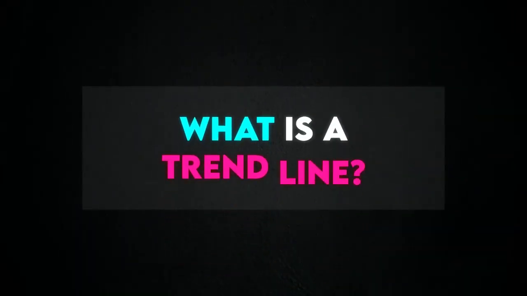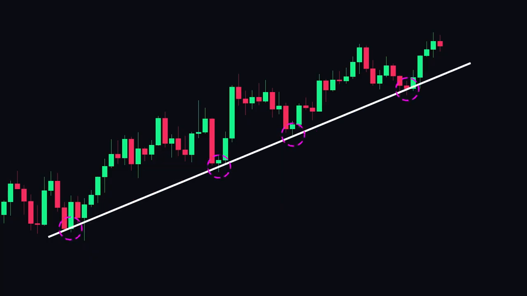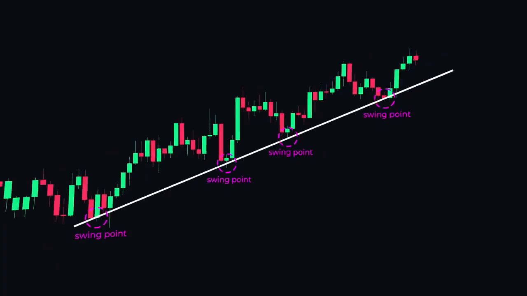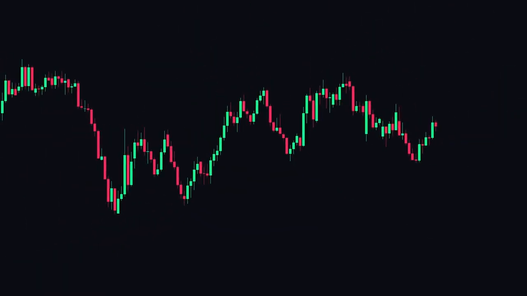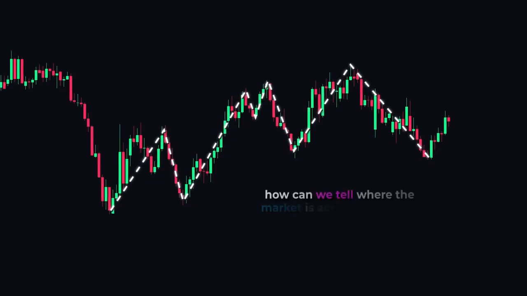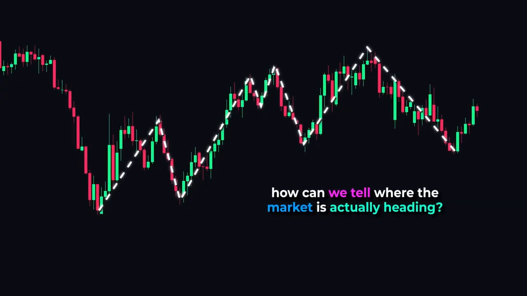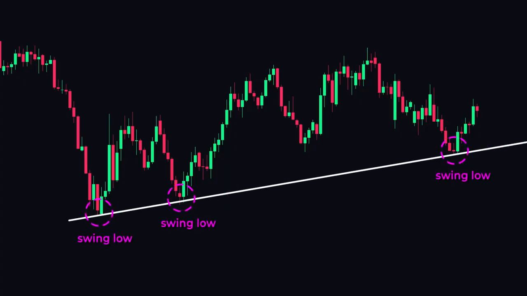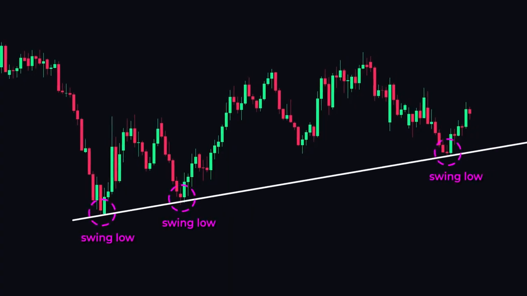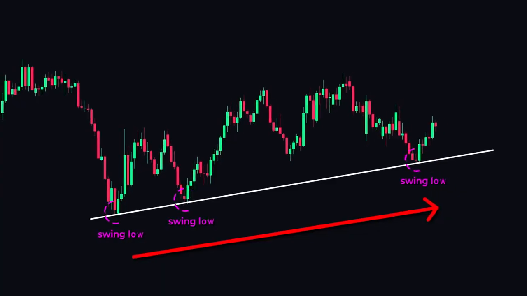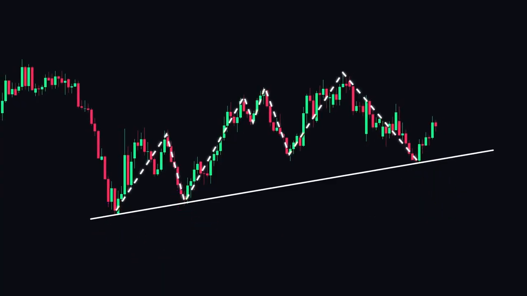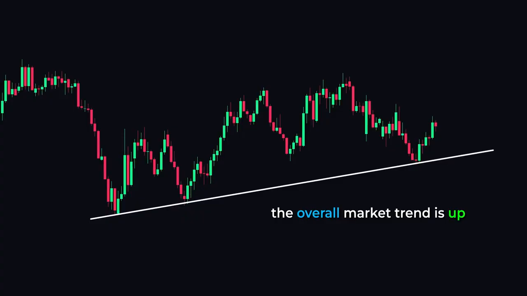First, what is a trend line? A trend line is a straight line drawn on a chart that connects two or more swing points in price. Let's look at an example. In this chart, we can see that price is fluctuating, moving up and down repeatedly. So, with all these movements happening, how can we tell where the market is actually heading? Simple, we draw a trend line. By drawing a straight line connecting the swing lows on the chart, we can see that the trend line is heading in an upward slope. This tells us that despite these short-term fluctuations in price, the overall market trend is up.